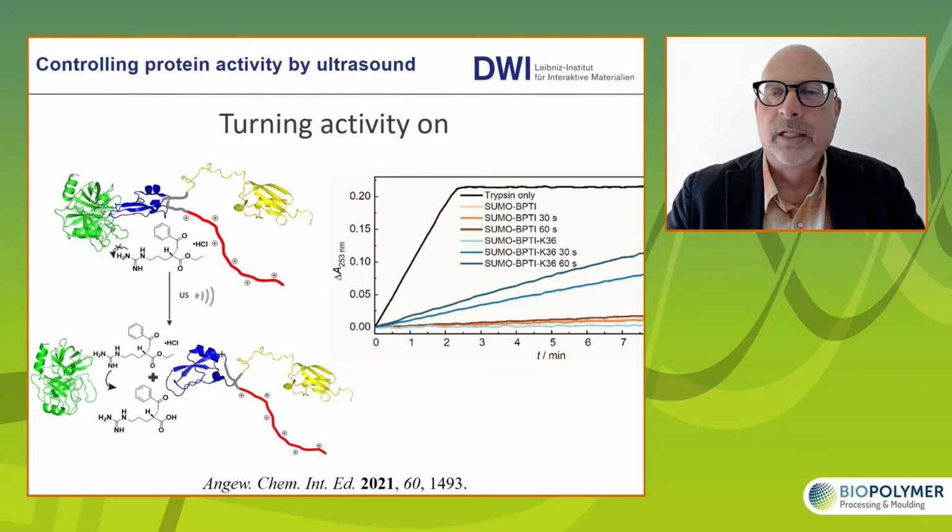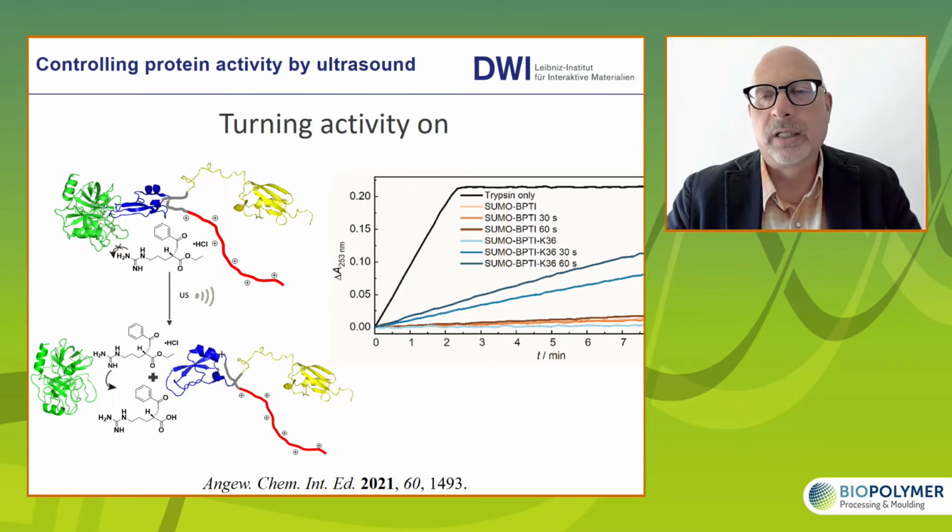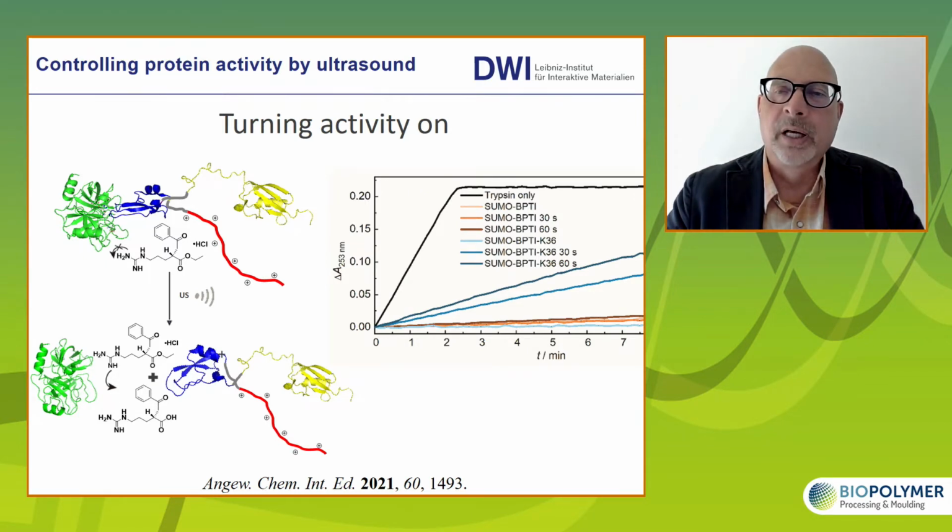The black curve is the trypsin in the active state without inhibitor. The curves on the lower edge of the graph show the switched off protein, and once we then sonicate for only 30 or 60 seconds, we regain significant enzyme activity.